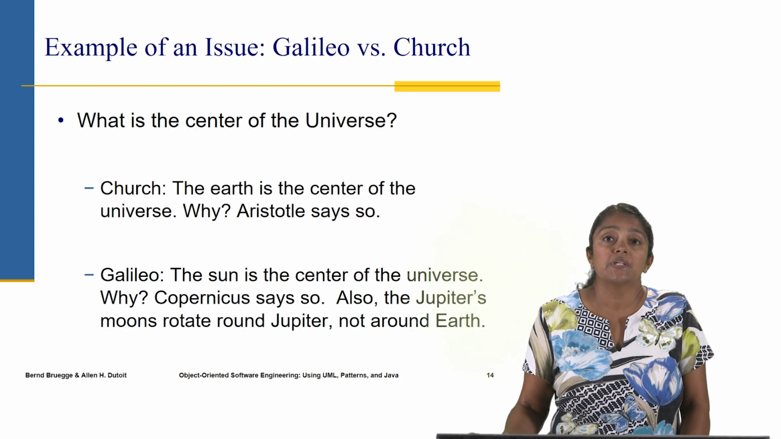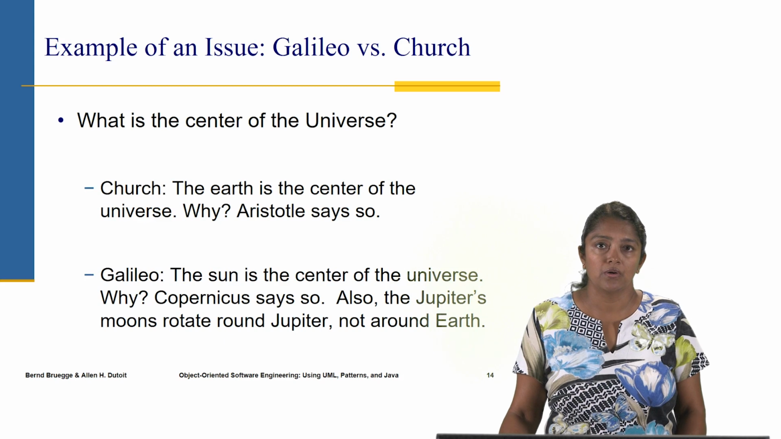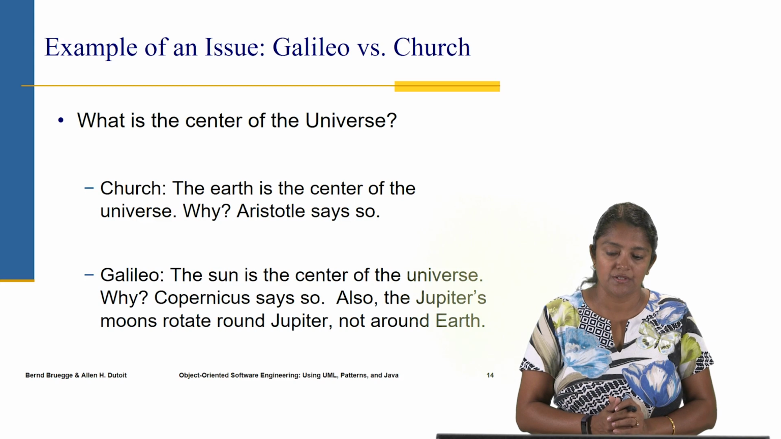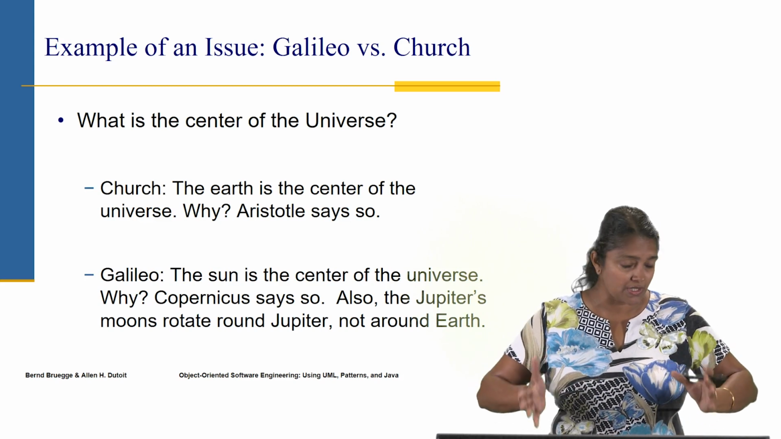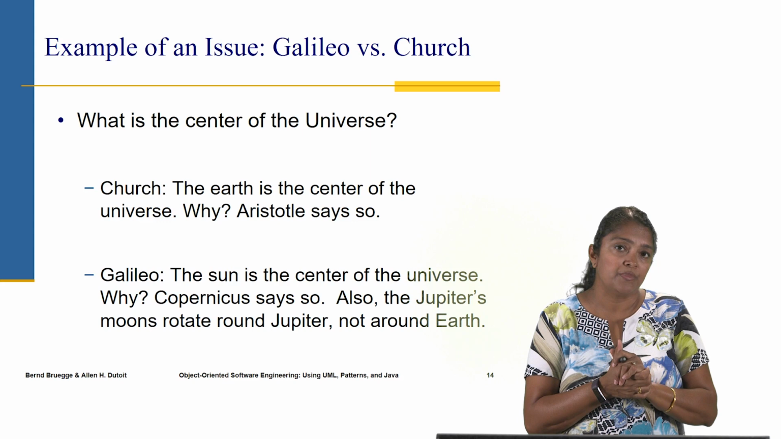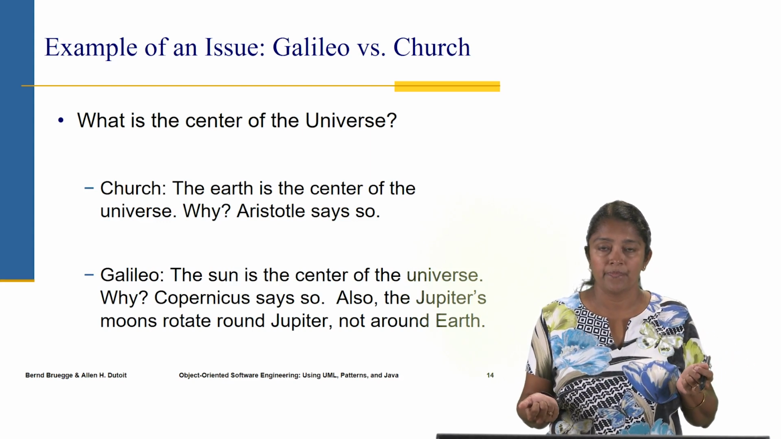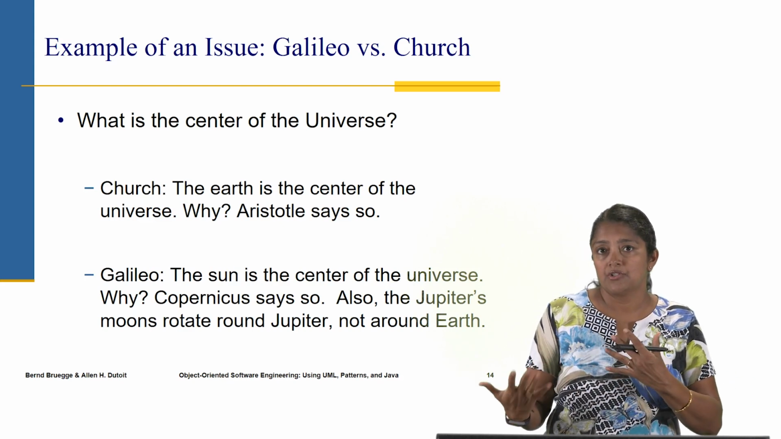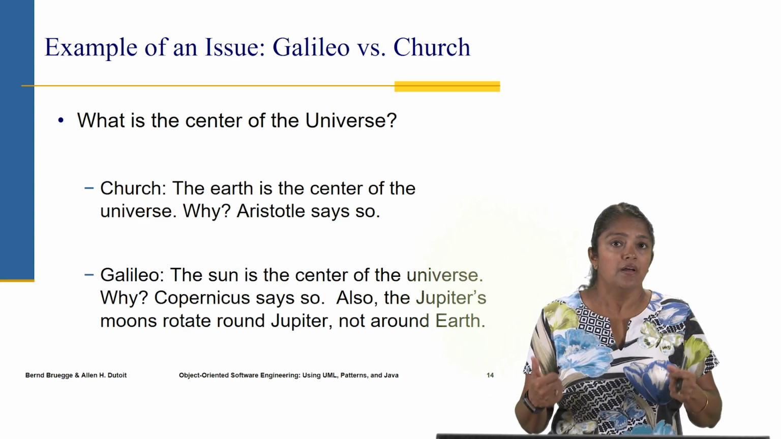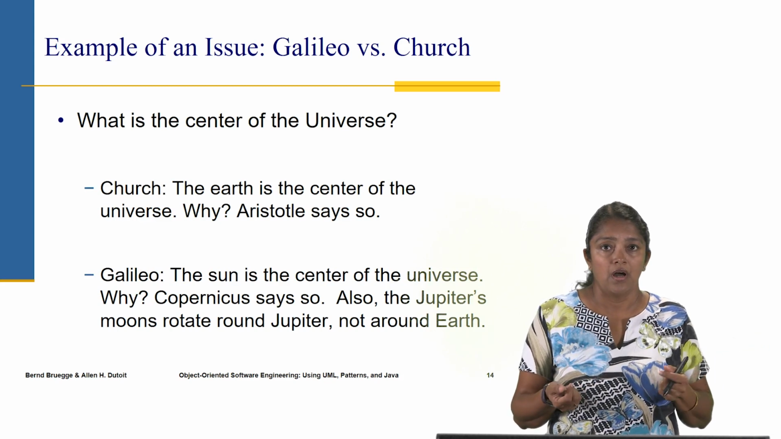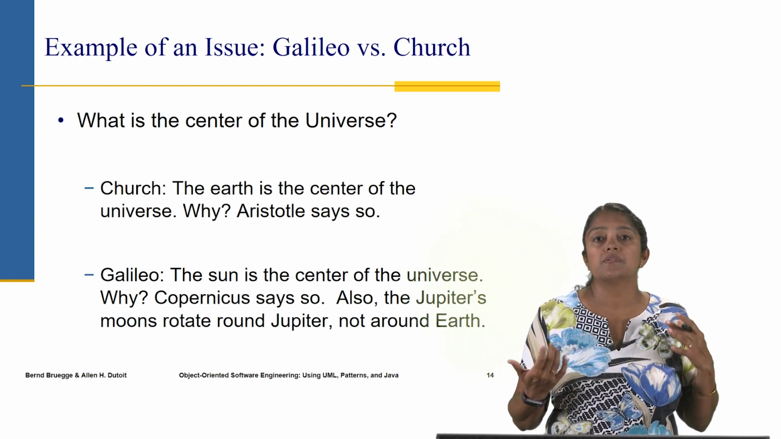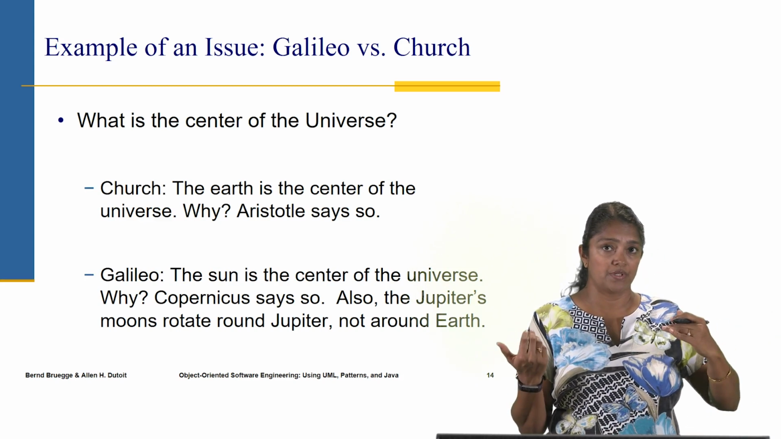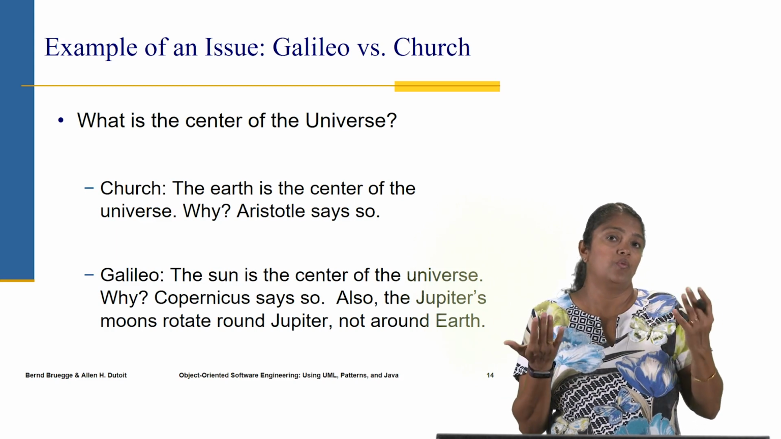So to give you an example of how an issues model could look, and this is just for explanation purposes, say our issue is we need to determine what is the center of the universe. The information that we have at hand is that the Church said that Earth is the center of the universe. And why did they say that? Because Aristotle said so.